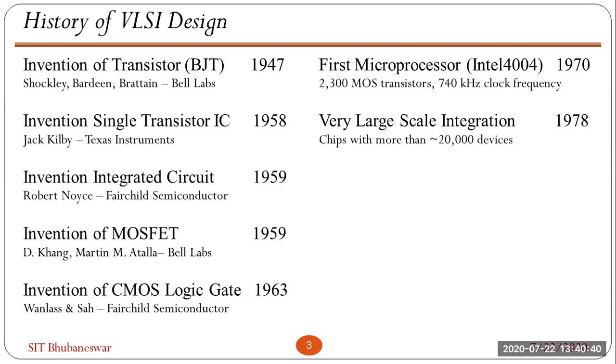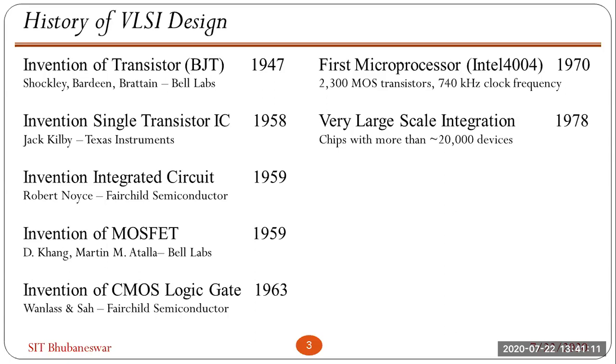Okay. So next thing is the invention of the single transistor IC. In the year 1959, at Texas Instruments, Jack Kilby was the main architect of this single transistor IC. At that time he used a single transistor, 3 resistors and 1 capacitor, made a package, and that is the first single transistor IC.